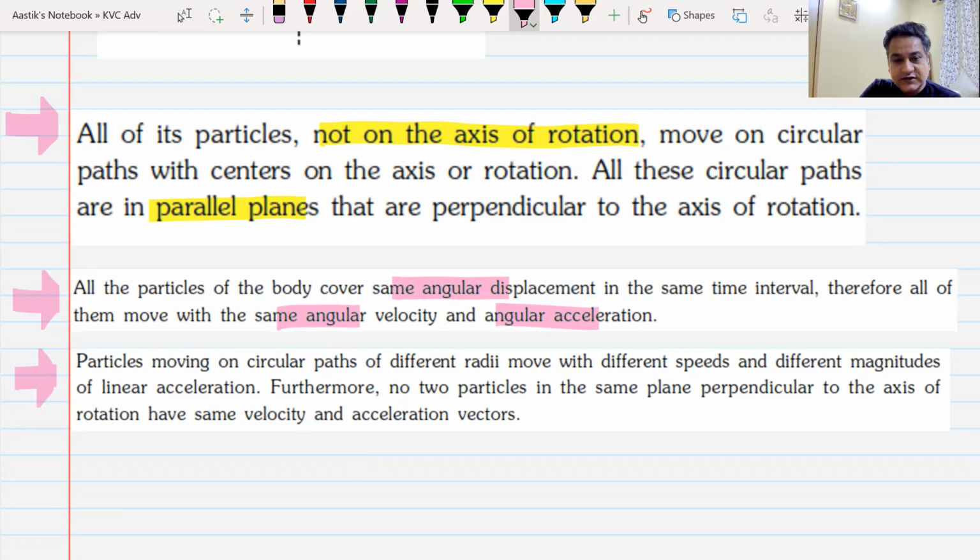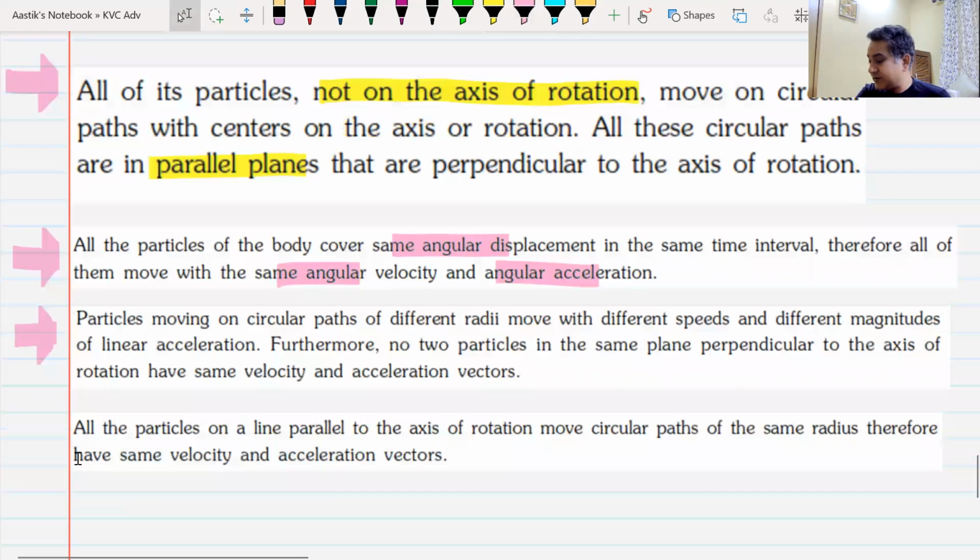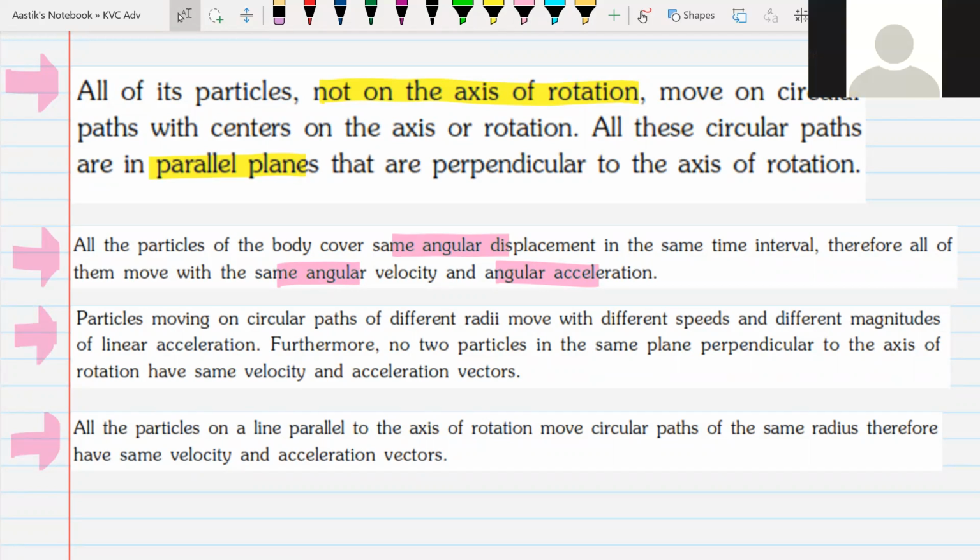Now this is the same thing said in a different way. You may not remember this. All the particles on a line which is parallel to the axis of rotation move in circular paths of the same radius, therefore have the same velocity and acceleration. You just understand the basic concept. Do we understand this? Yes, sir. Just take this. It's enough for you to understand the concept of rotational motion. Just write everything in short. You don't have to write the entire thing, just for your understanding.